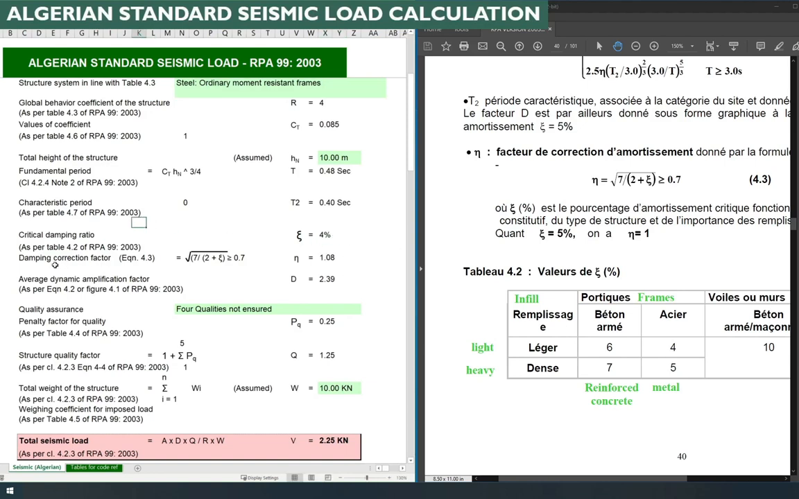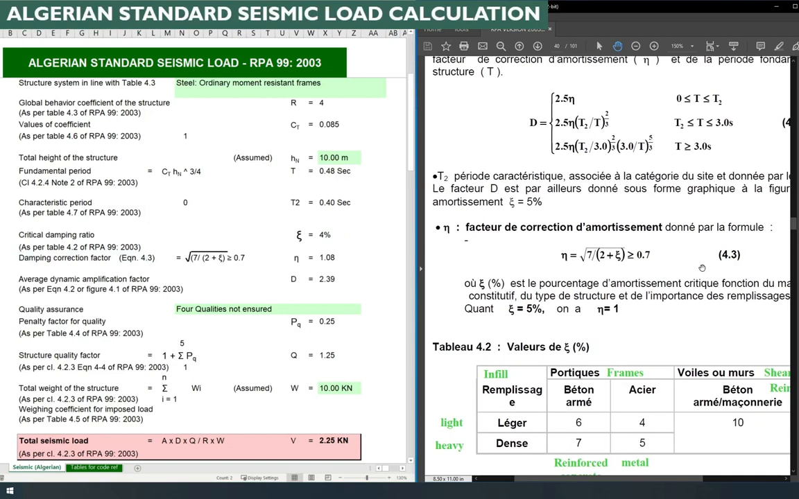And the next one is the damping correction factor. This is as per equation 4.3: eta equals square root of 7 divided by 2 plus damping coefficient epsilon, which should be greater than or equal to 0.7. By applying this equation I am getting the eta value as 1.08.